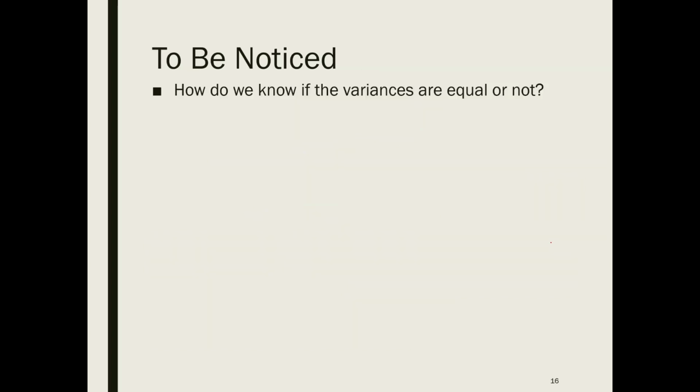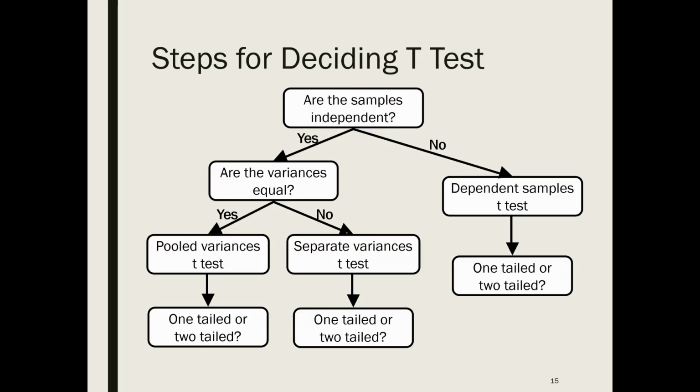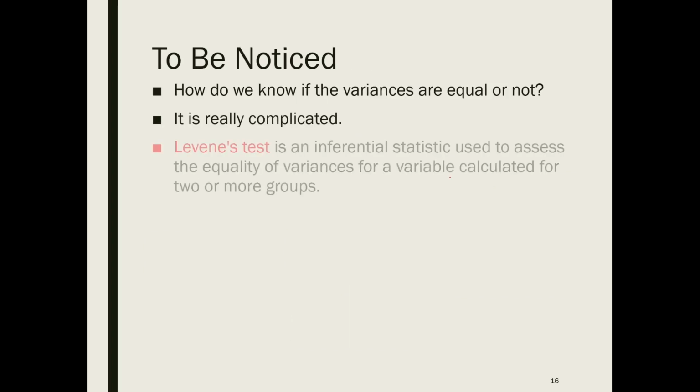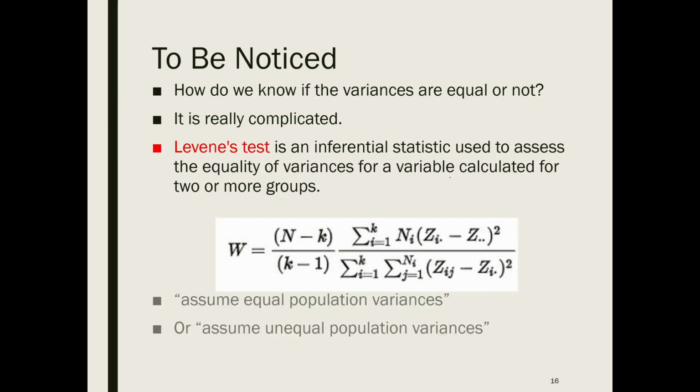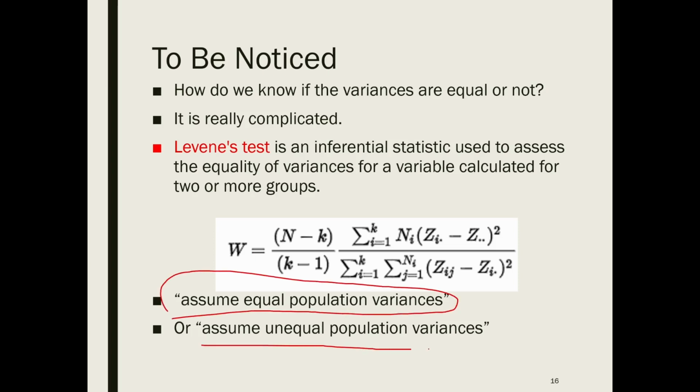One thing to notice is: how do we know whether the variances are equal or not, which is the second step? It is a little bit complicated, and we use a test. The formula looks like this. In most stats classes, when you calculate by hand as a fundamental practice to learn the t-test, we often give sentences like assume equal population variances or assume unequal population variances.